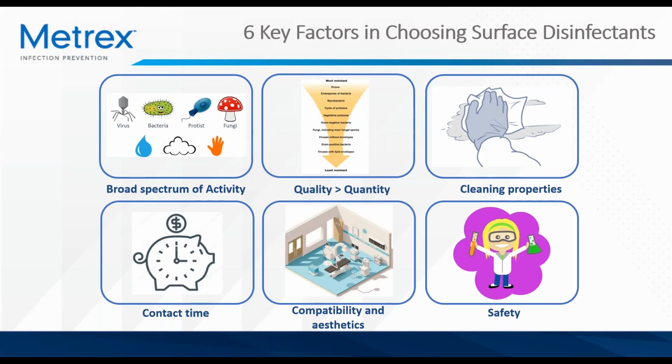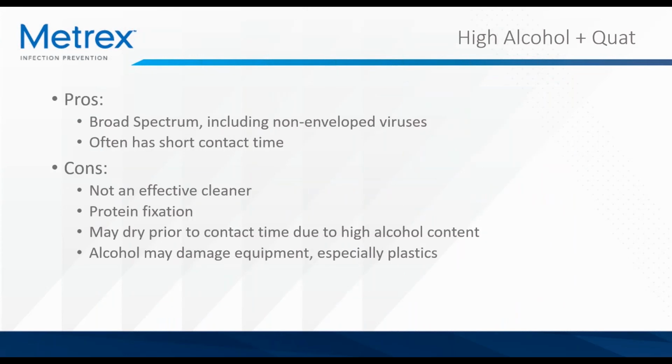Next, let's look at the pros and cons of some different quat chemistries. First, we'll look at high alcohol quat chemistries. High alcohol quat formulas are often broad spectrum, including non-enveloped viruses. They also often have a short contact time. However, high alcohol quat formulas are often not effective cleaners and are unable to remove bioburden off of surfaces. They can even lead to protein fixation.